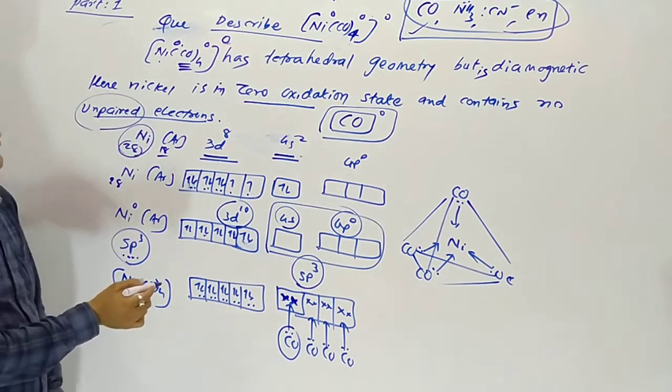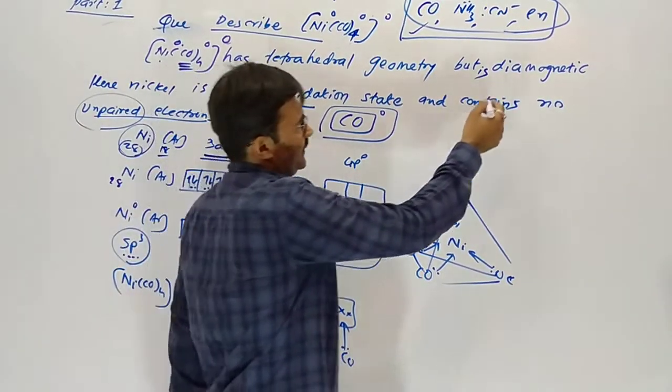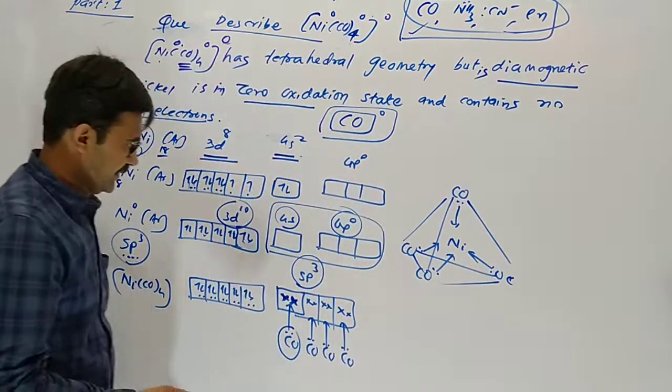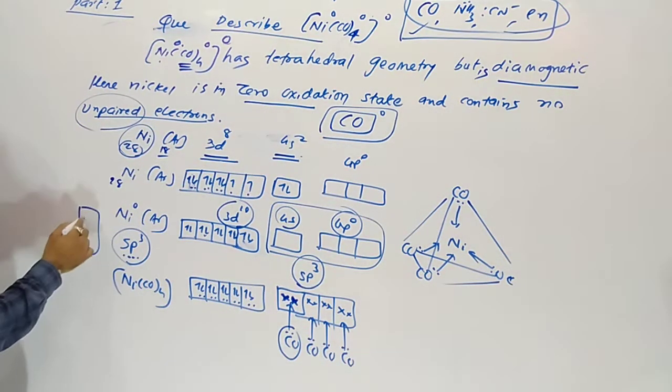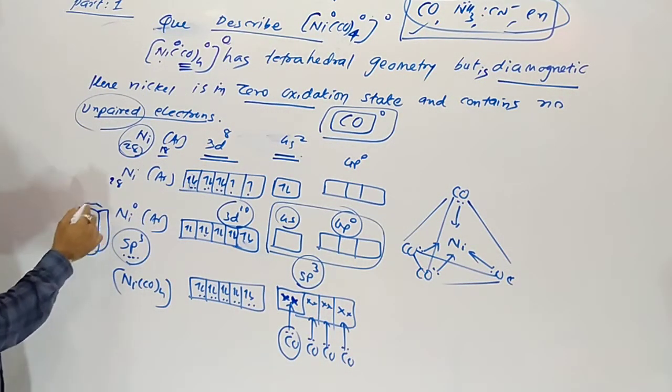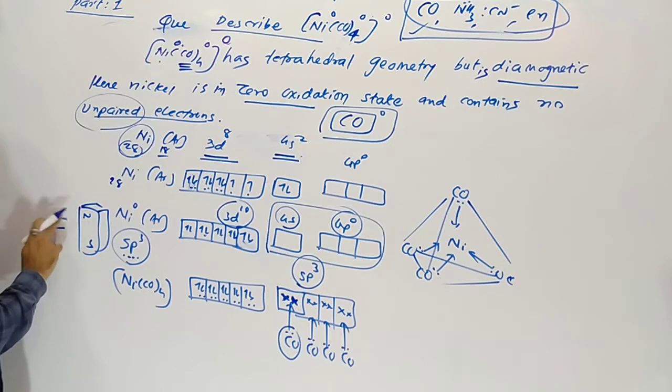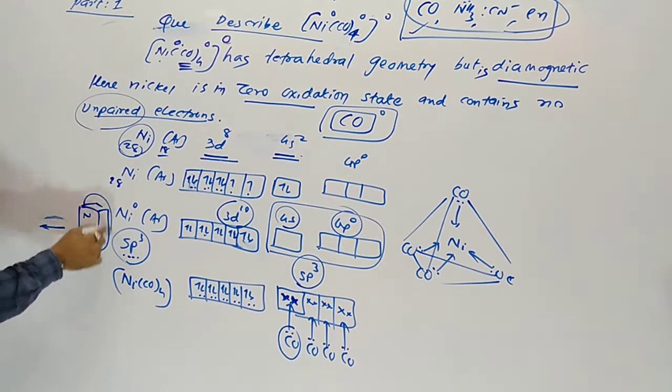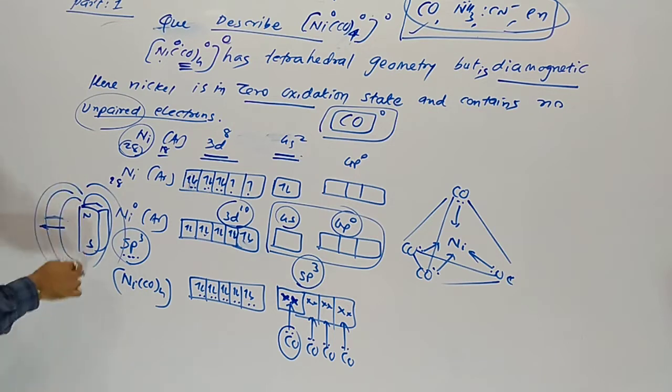So it is diamagnetic by nature. In an external magnetic field it experiences repulsion. So it is diamagnetic by nature. Understood?